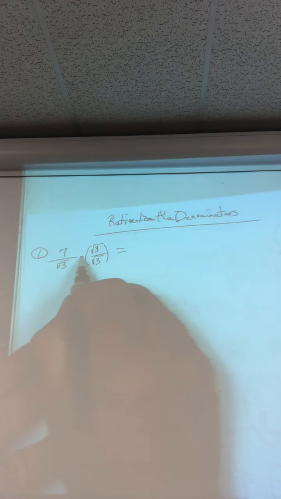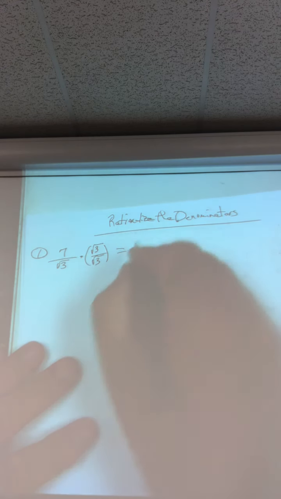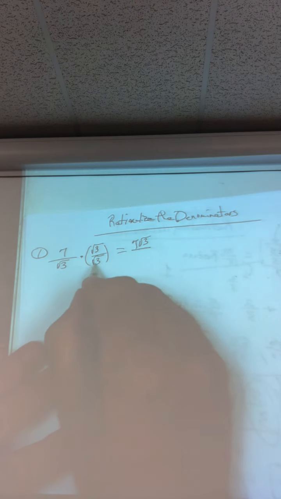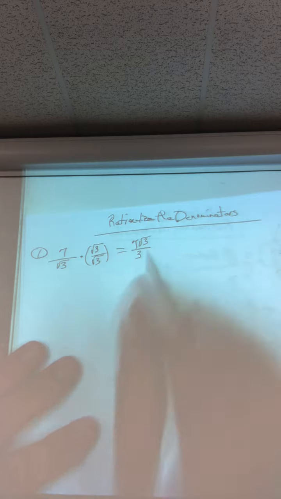So 7 times square root of 3, you multiply that 7 times that 1 that's in front of that square root of 3 to get that. And then square root of 3 times square root of 3 is square root of 9, but the square root of 9 is just 3.